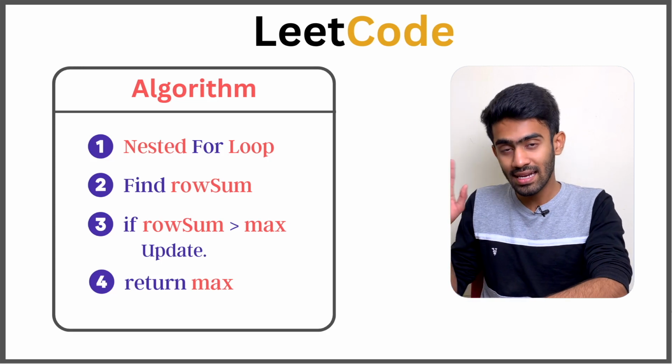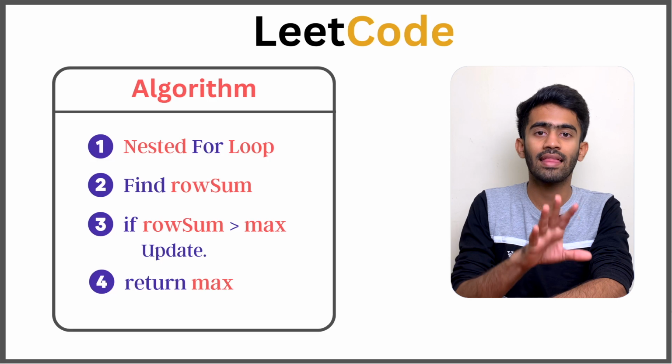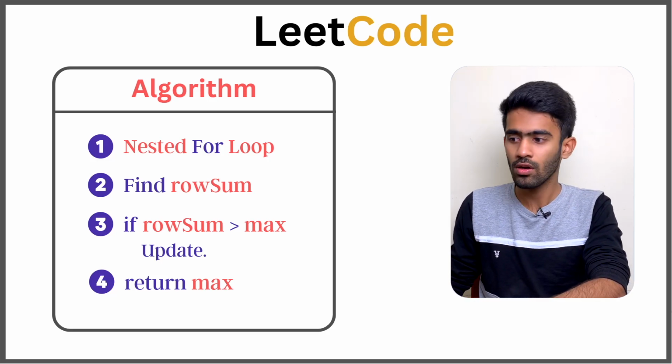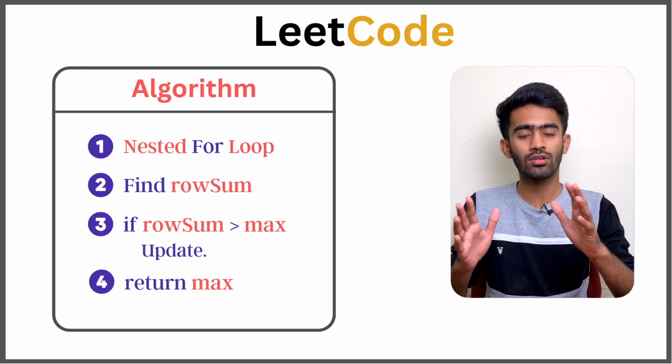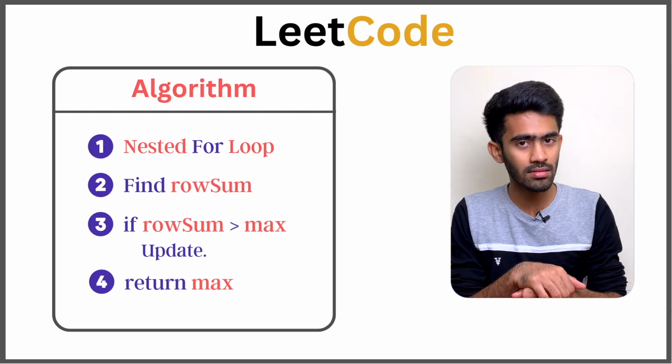Okay. And at last, after all these for loops, we'll have a value stored in max, and that is the richest customer's wealth, and that becomes our answer. So this is the logic that we have in order to solve this question. Now we'll move to LeetCode and solve this given question.